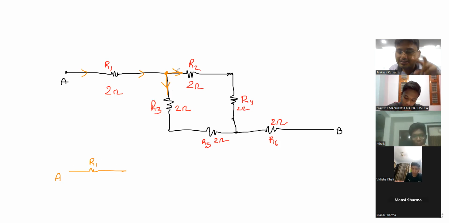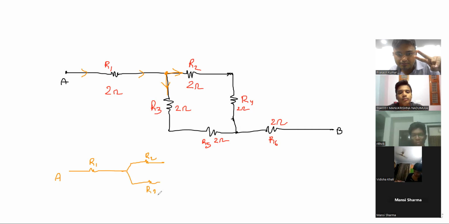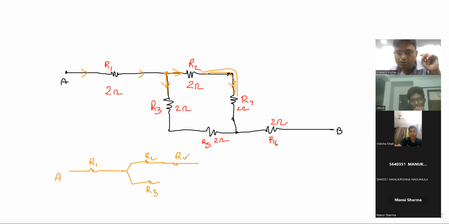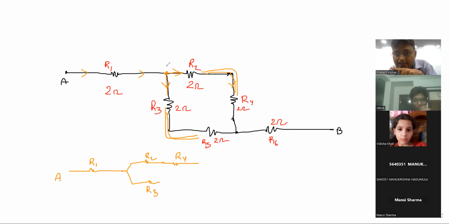So at this point, the current is divided into 2 parts. One part will go in R2 direction and one part is going in R3 direction. Then this R2 and R4 are in series because here current is not going to divide. And this R3 and R5 are in series because here current cannot divide. Current can divide only at this point.